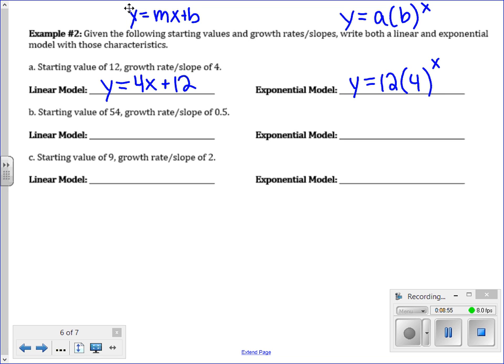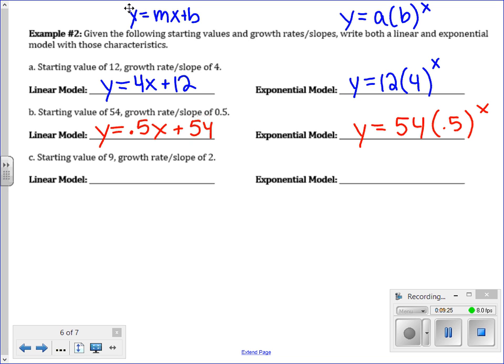All right, two more examples similar to this. A linear model that starts at 54 and has a slope of 0.5. Well, we'll have y equals 0.5x plus 54. That's my starting value, 54. An exponential model is going to be very similar, only it's going to be y equals a times b to the x. Y equals, the starting value is 54 times 0.5 to the x.